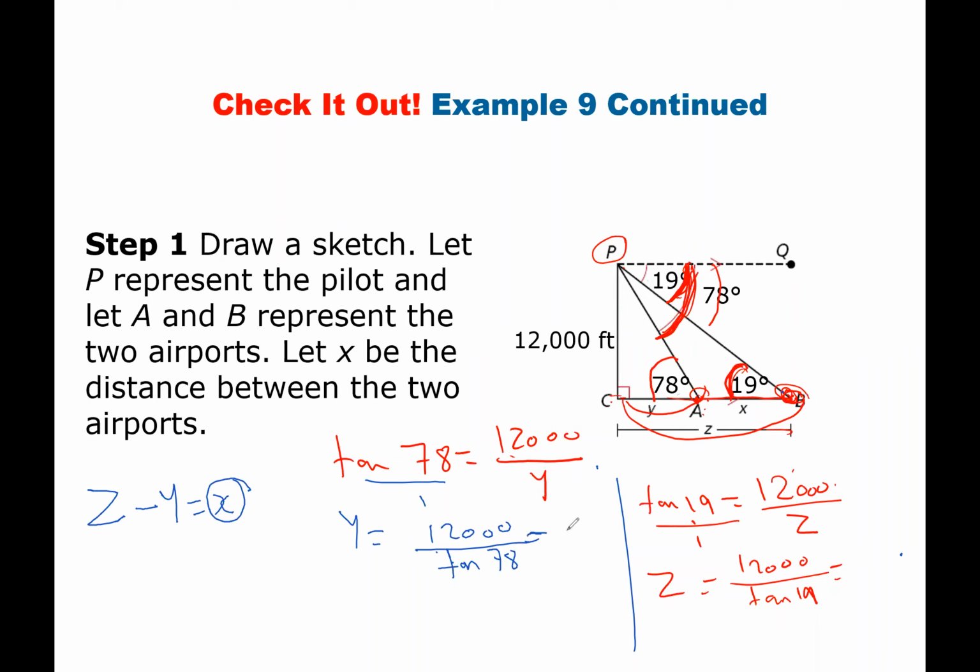Can you find this result, please? And this one? Find 12,000 divided by tan 19 equals 34,650.5 feet. What was the other one? 12,000 over tan 78 equals 2550.67.